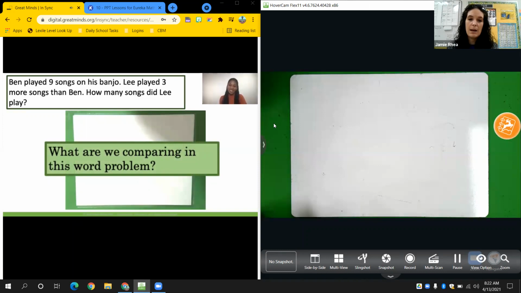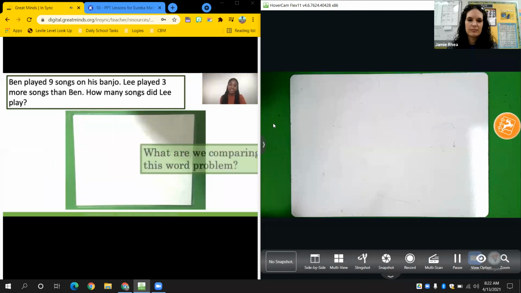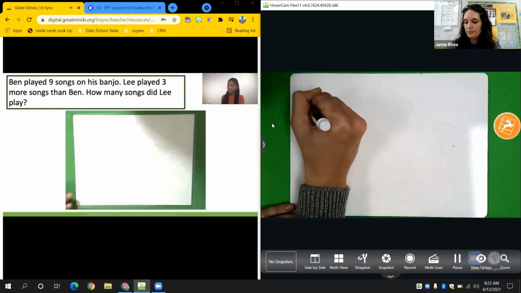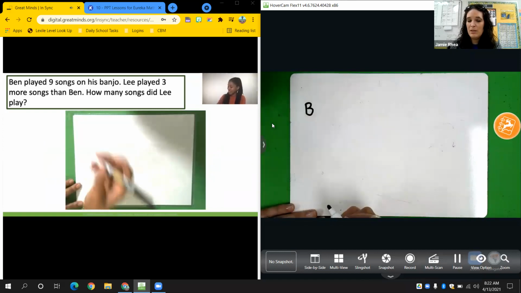We're comparing how many songs they played because Ben played 9 songs on his banjo. What are we comparing? 3 more. We're comparing the amount of songs that Ben played to the amount of songs that Lee played. We can draw a double tape diagram to solve this problem. Well, we know that Ben and Lee both played some songs. So let's draw tape to show that Ben and Lee played some songs. Don't forget your labels. We have to label B for Ben.